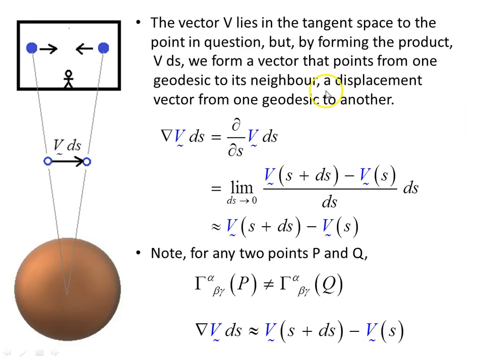Alright, now here's our separation vector between neighbouring geodesics. So here are our test particles in our laboratory freely falling in a curved space-time. And notice that the separation between them decreases as it approaches this mass here. Now the vector v lies in the tangent space to the point in question, but by forming the product v ds we form a vector that points from one geodesic to its neighbour. A displacement vector from one geodesic to another, but with the caveat that the operation of subtracting vectors in a curved space-time doesn't make sense.